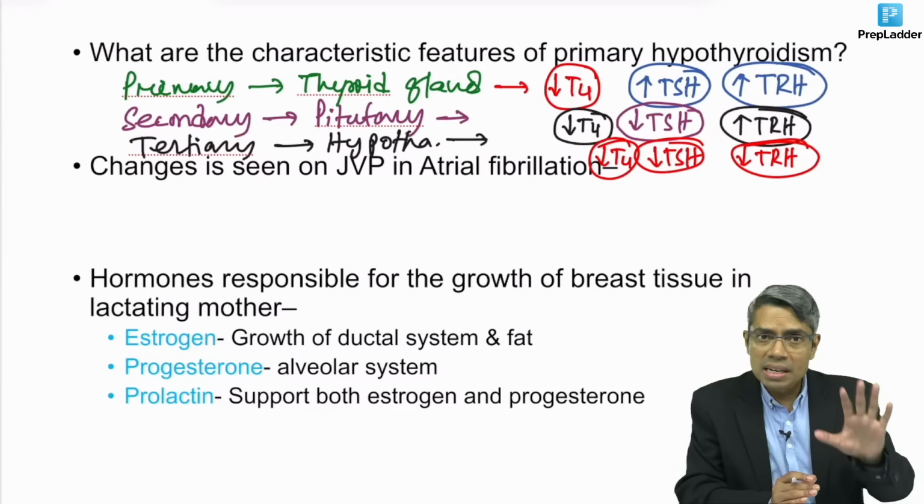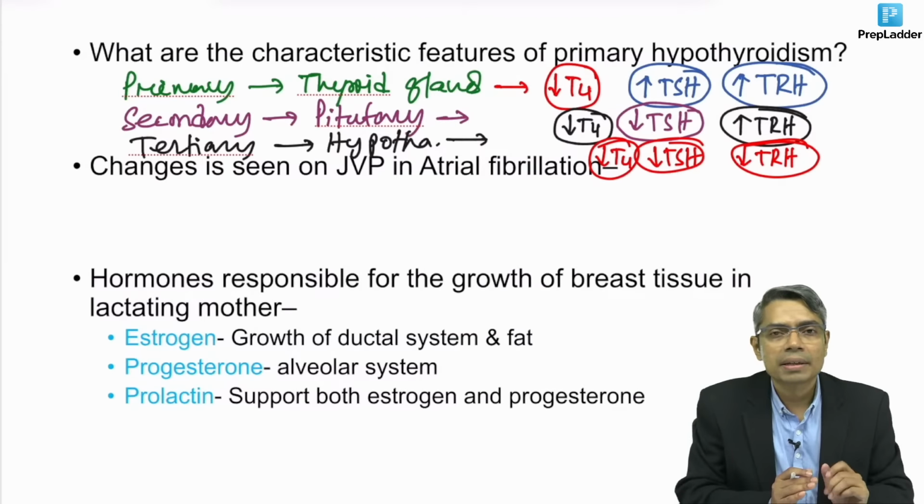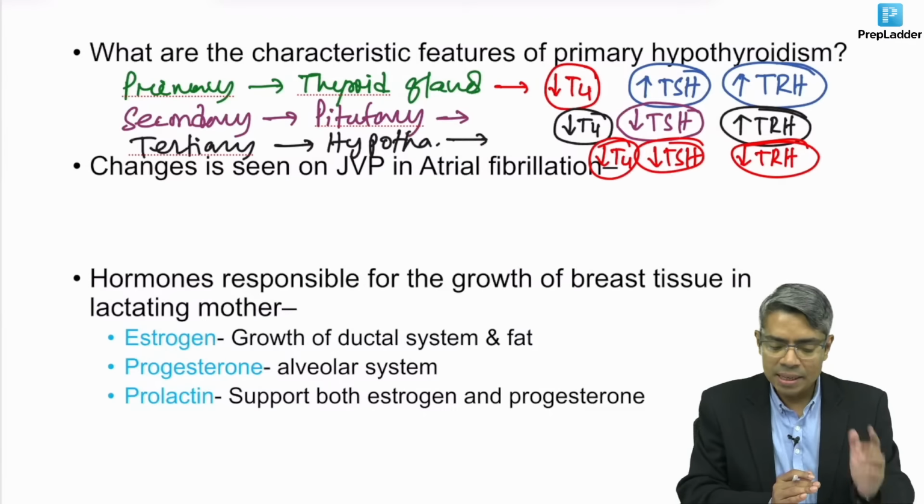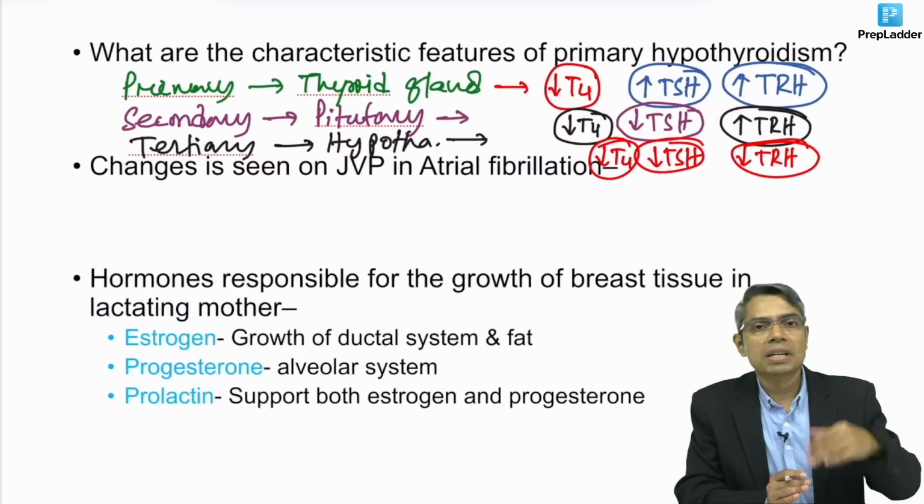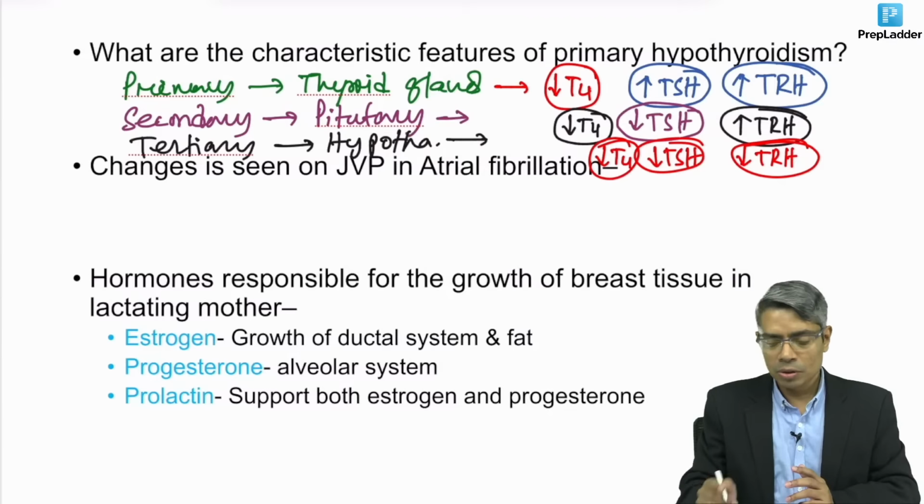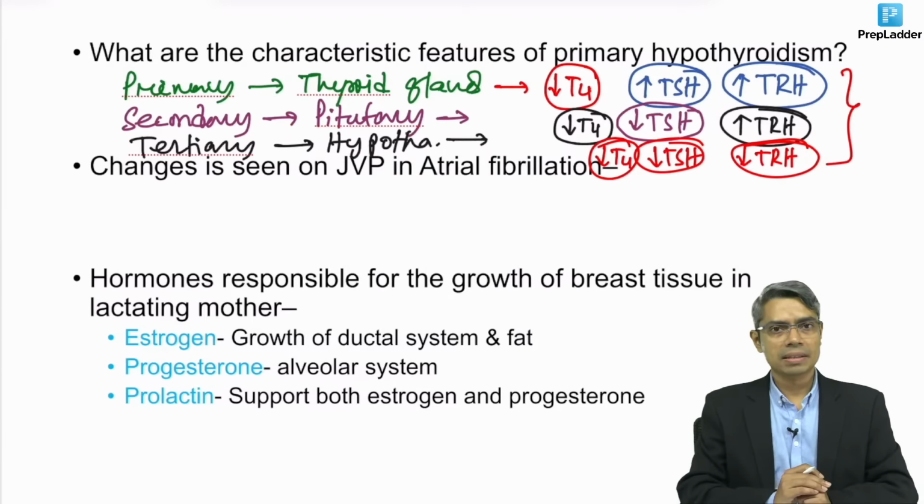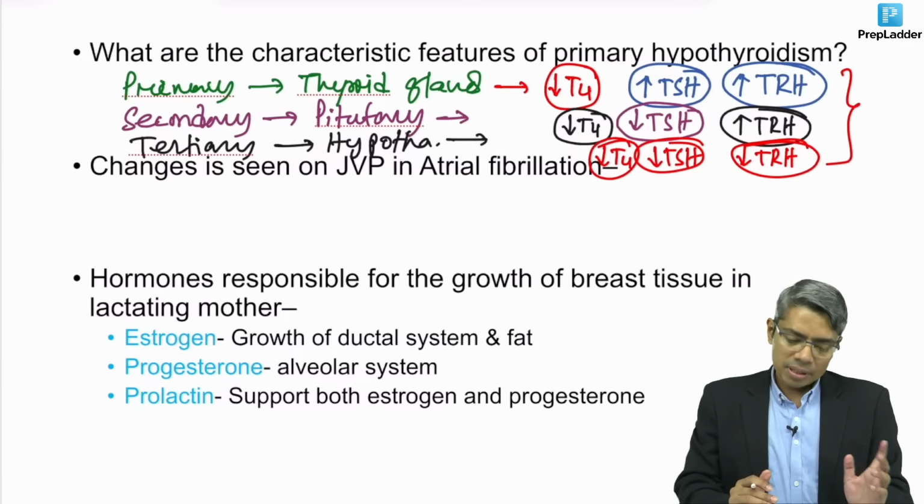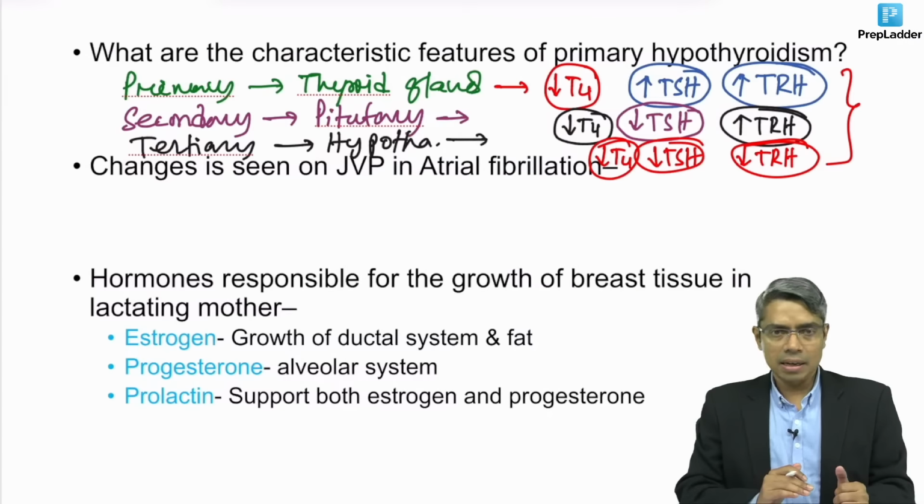Only T4 is reduced, the other two high, that is primary hypothyroidism. T4 and TSH both are reduced, but TRH is high, that is secondary hypothyroidism. Got it? So please try to remember like this. The same for hyperthyroidism, you can answer this question also.